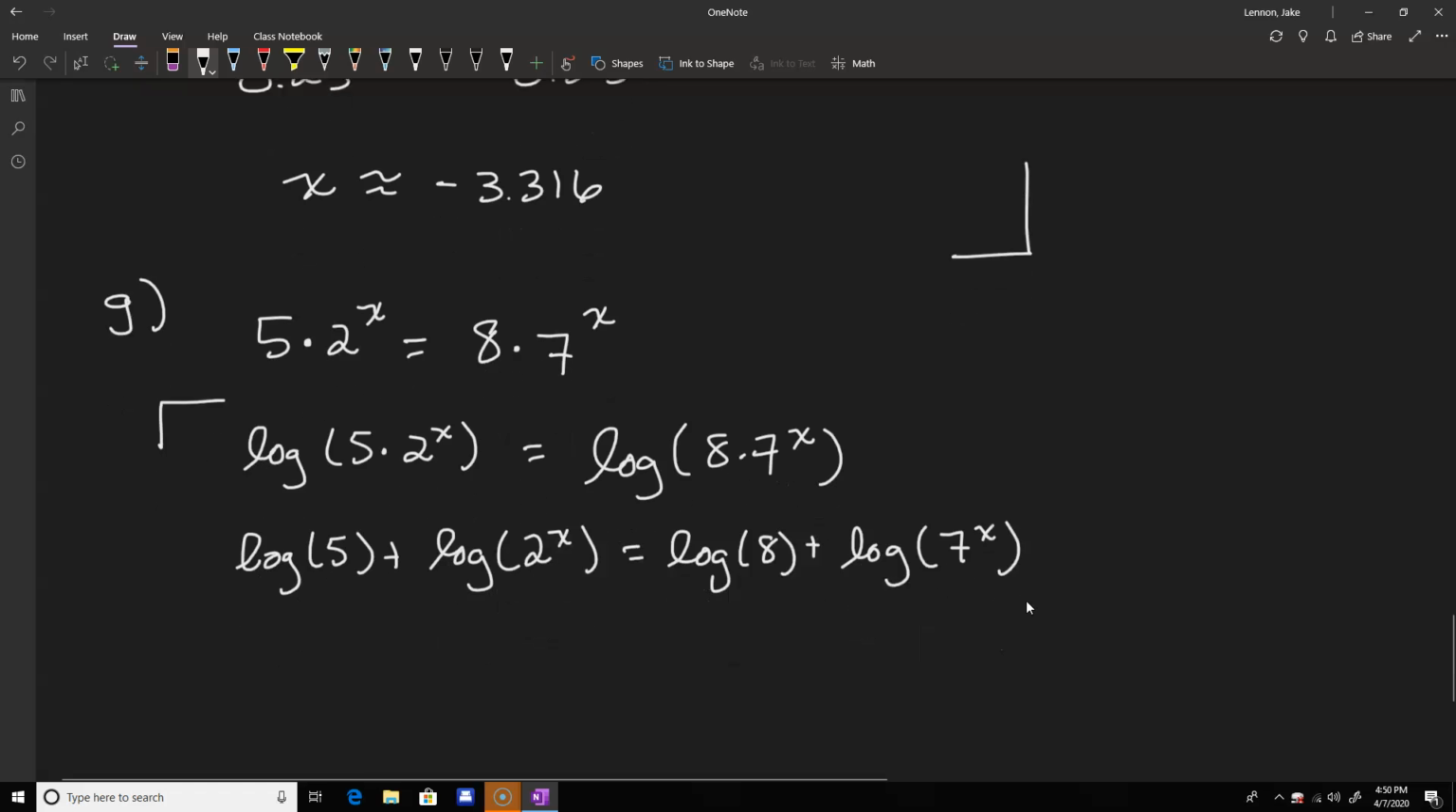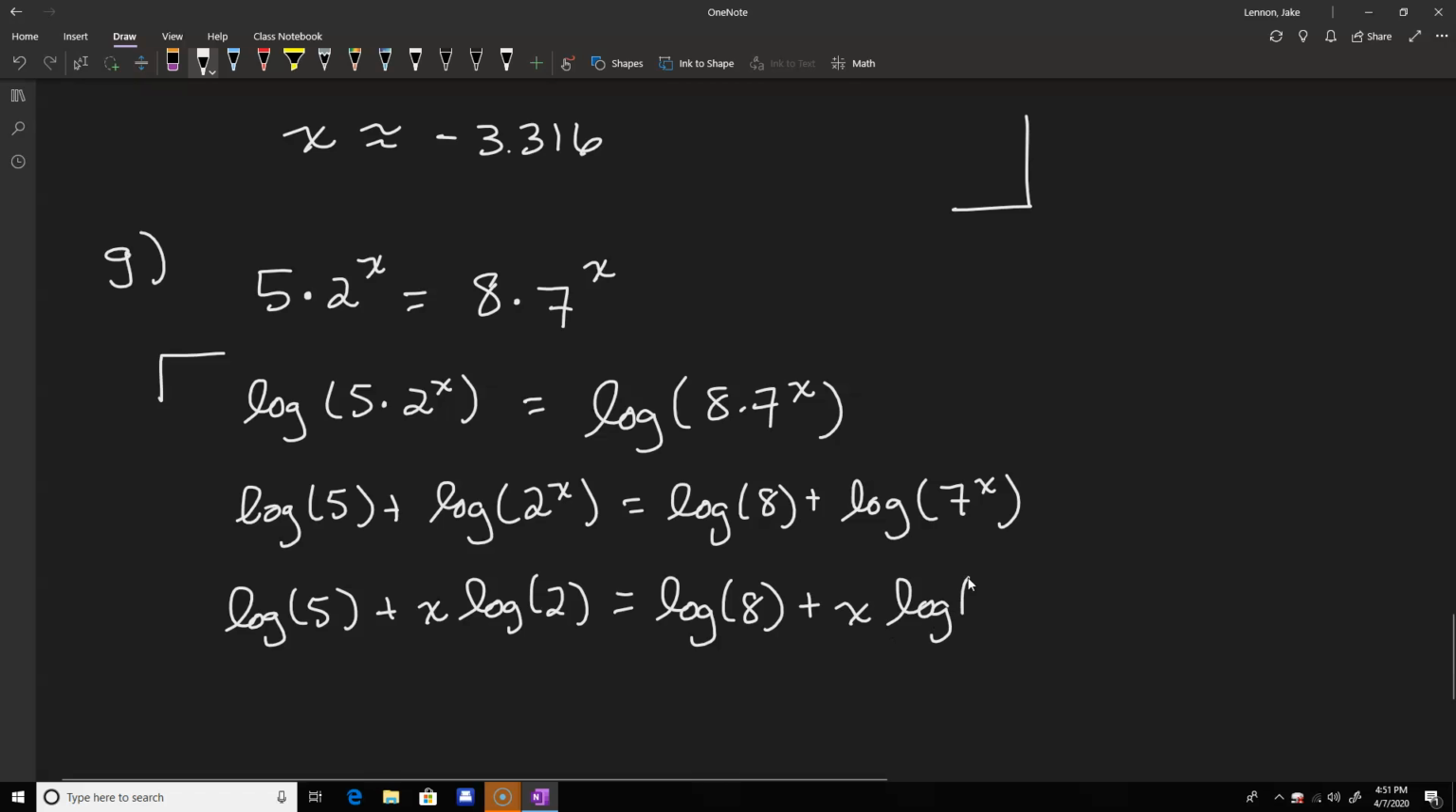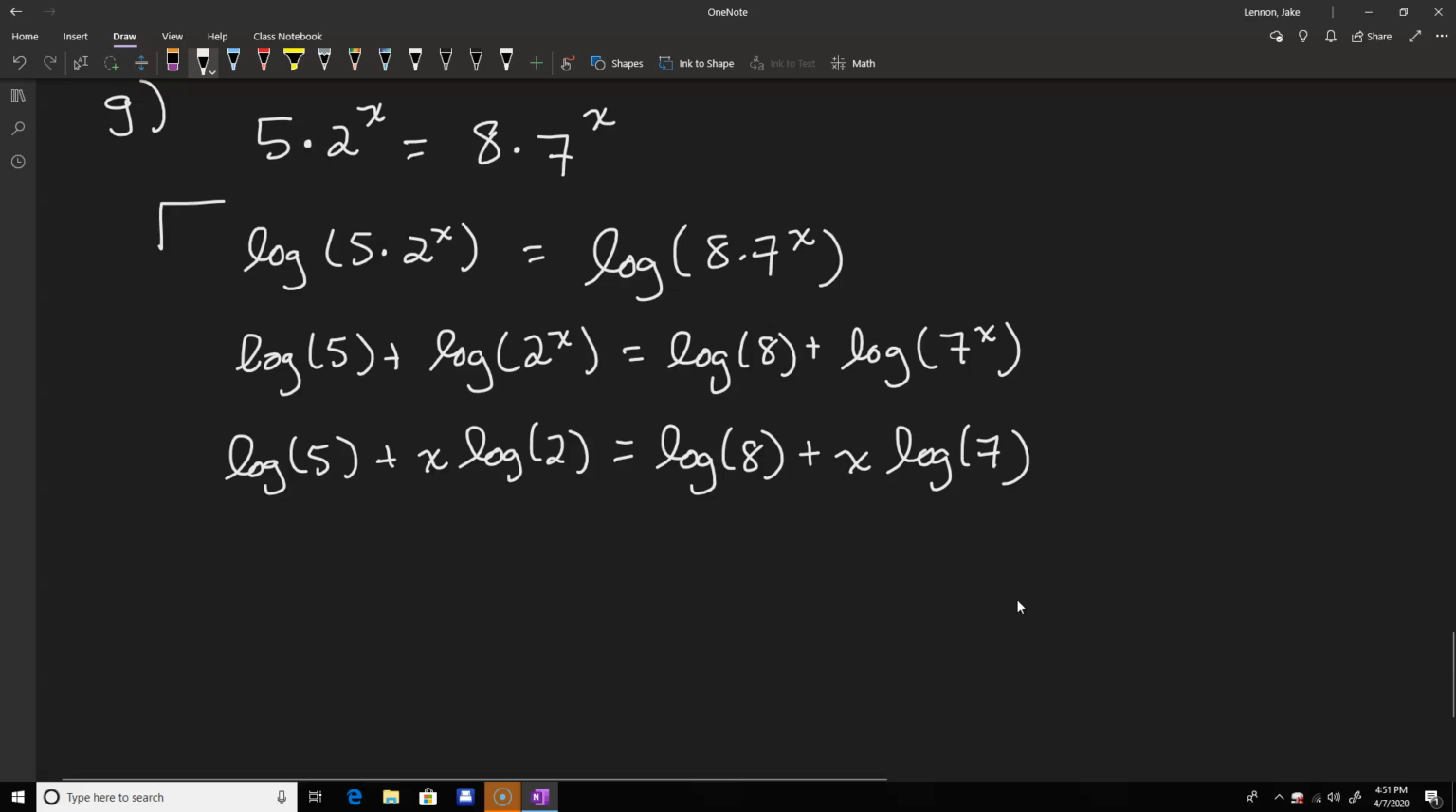So now we can bring the x's down in the second term on the left and the second term on the right. So I have the log of 5 plus x times the log of 2, and that'll equal the log of 8 plus x times the log of 7. So we had to use property number 1 before we could use property number 3. So now again we can just use some approximations if we're only after 2 decimal places.